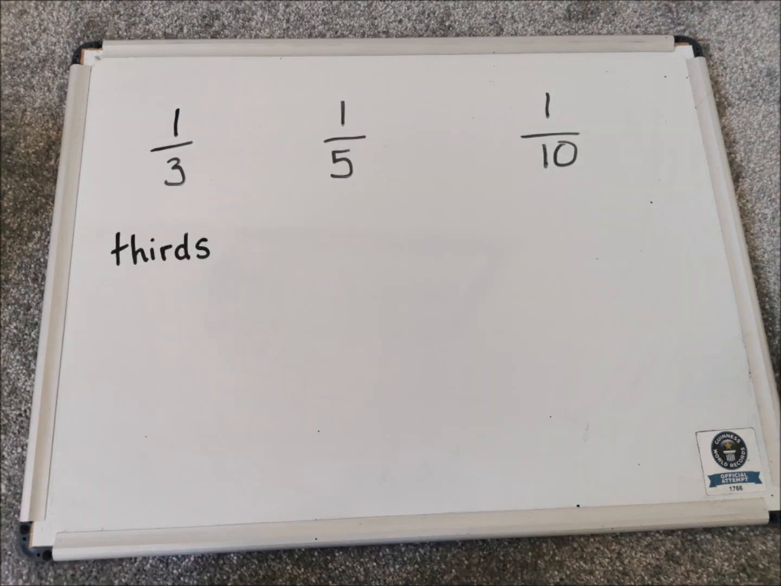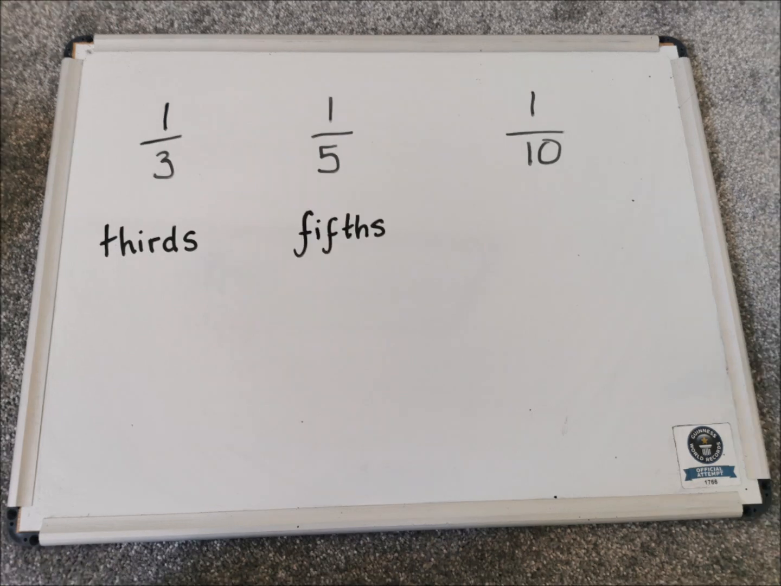So this first one is called thirds. So it is when we cut something into 3 equal sections. Remember that denominator, that number on the bottom, tells us how many bits or how many pieces we're cutting something into. So the number on the bottom, 3, tells us that we're going to cut something into 3 equal parts. So we call this fraction third. So if you see this fraction, you can say 1/3 or a third.